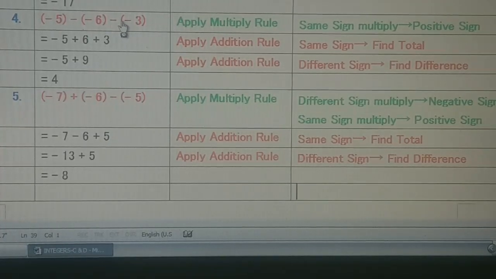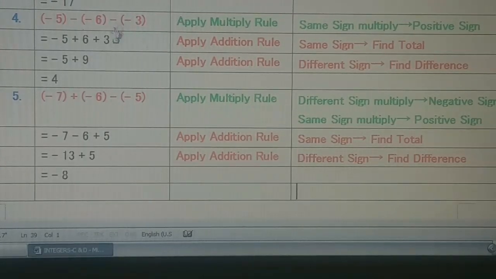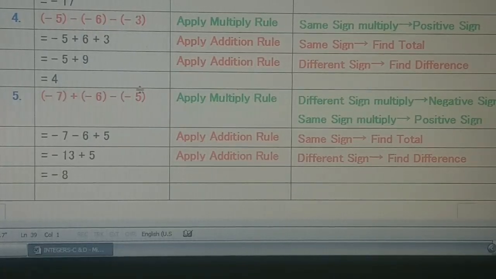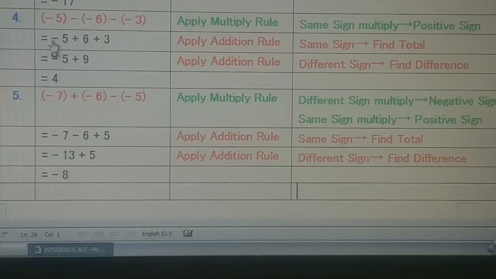So we apply the multiply rule, same sign, multiplication, positive answer. So both are minus, the same sign. That means between 5 and 6 we have to write a plus sign. Between 6 and 3 there are the same signs, so same sign multiplication, we have to write a plus sign. Minus bracket minus. Bracket symbolizes the multiply rule. So between 6 and 3 we have to write plus. Second step will be minus 5 plus 6 plus 3.